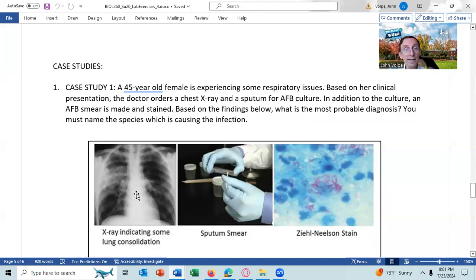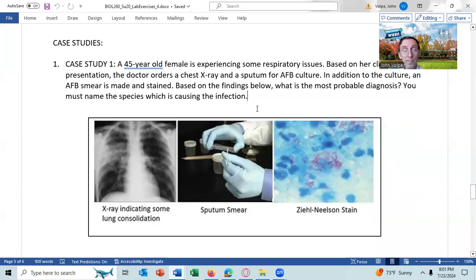Right there, we can see lungs. And if you don't know, the lungs should be totally dark, like this area here. And this is not a typical lung structure. That's not typical lung. This whole region of the lung is not typical. And then this is the sputum smear stained with the Ziehl-Neelsen stain shown here. So give me the species causing the infection.